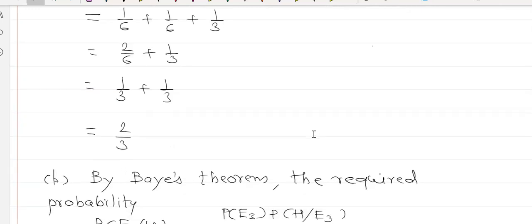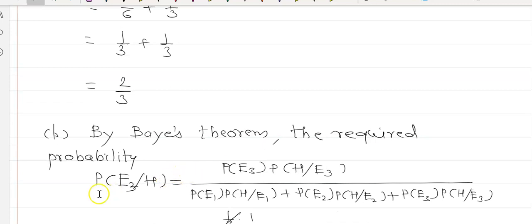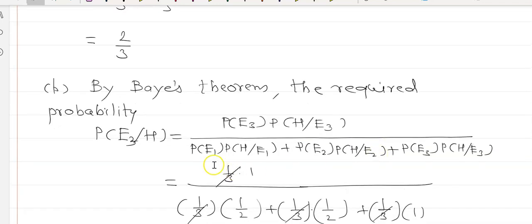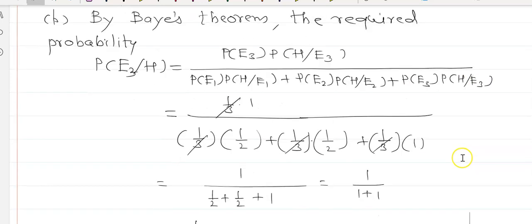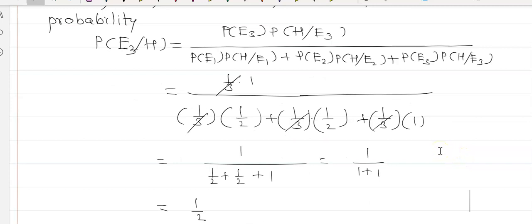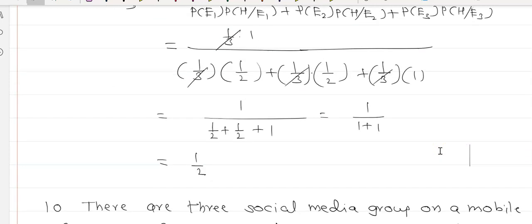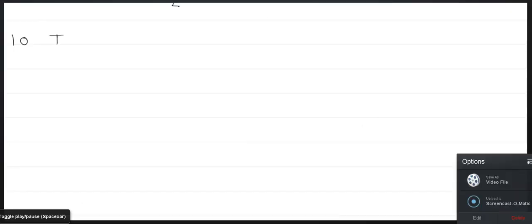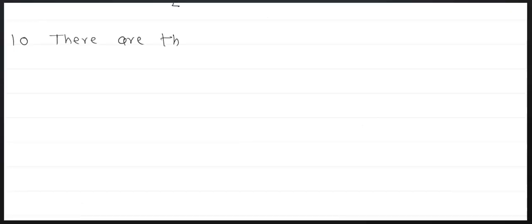For the next part, by the Bayes theorem, here we will apply for the required probability, that is the probability of E3 conditional H, the probability of E3 into probability of H conditional E3 upon probability of E1 into probability of H conditional E1 plus probability of E2 into probability of H conditional E2 plus probability of E3 into probability of H conditional E3. Substitute the values, then you will get 1 upon 2 after the calculation. Now we'll see the next problem. Now problem number 10.